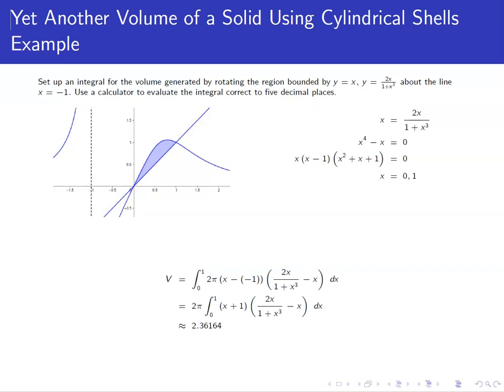In this video, we're going to do yet another example of a volume of a solid using cylindrical shells. Just in this case, we're going to rotate around a vertical line. So we have the region bounded by the curves y equals x and y equals 2x over 1 plus x cubed. And we're going to rotate about the line x equals -1.